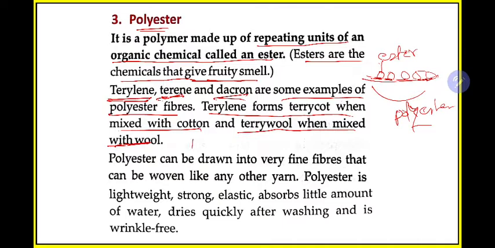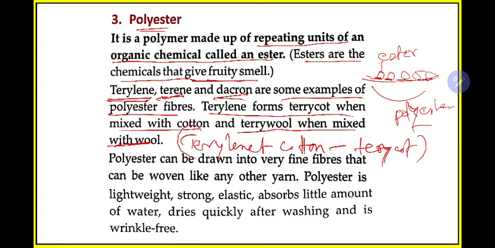So they are telling this: when Terylene plus cotton, it forms Terricot. Okay, when you add this, it will form Terricot. You know Terricot is there. Then when Terylene is mixed with wool, it gives Terrywool. So we also know Terrywool, these are used.